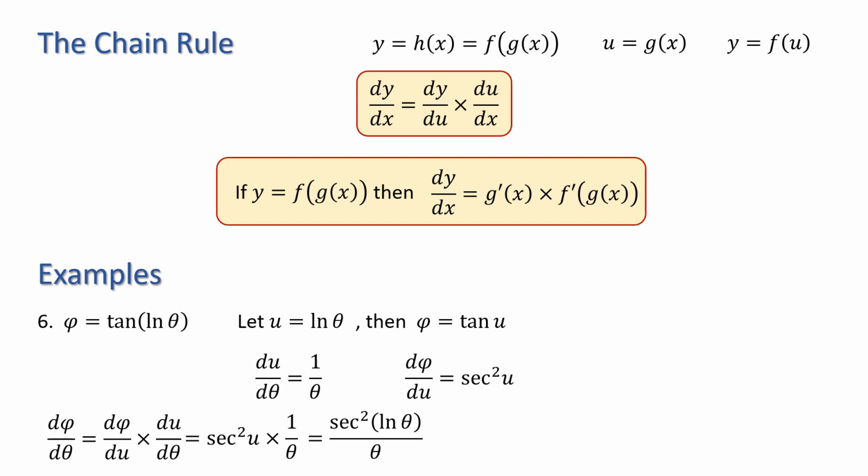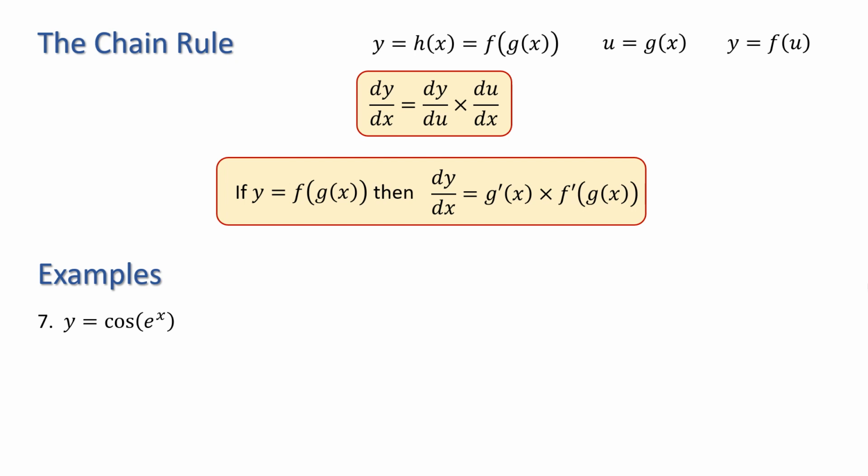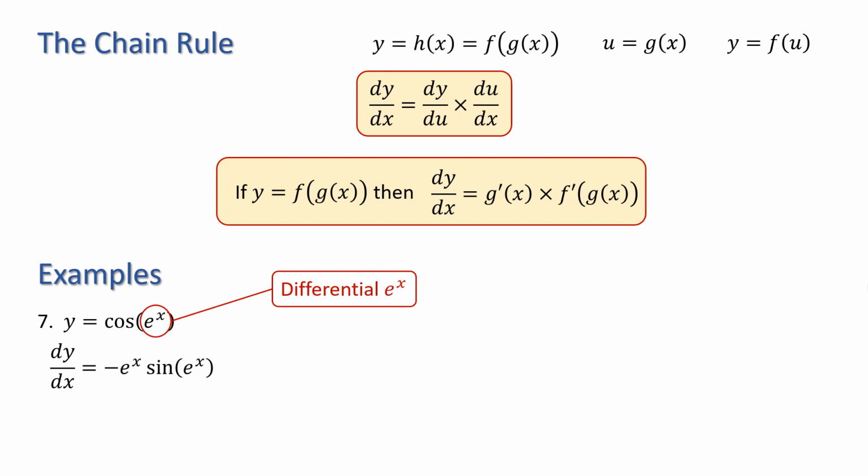This method can be used for any combination of functions, as long as we know how to differentiate each function individually. With a bit of practice, these become quite straightforward, and you can usually go straight from the original function to the differential. For example, if we have y equals cos of e to the x, we know that the differential of e to the x is e to the x, so we will be multiplying by that. It is our g dashed, or du by dx term. And the differential of cosine is minus sine. Thus we have minus e to the x times sine of e to the x.